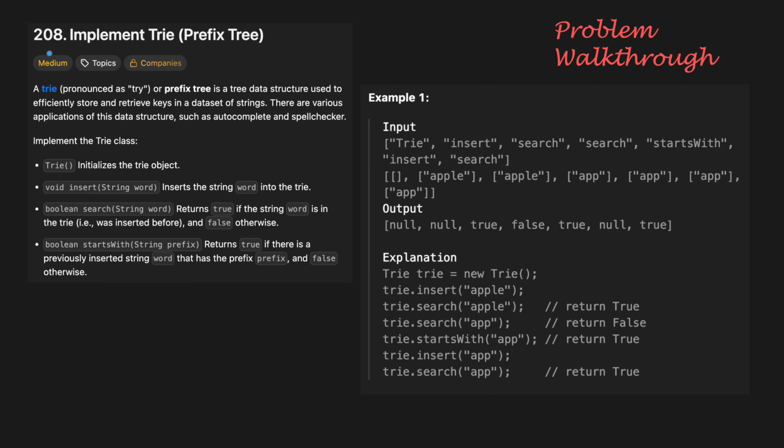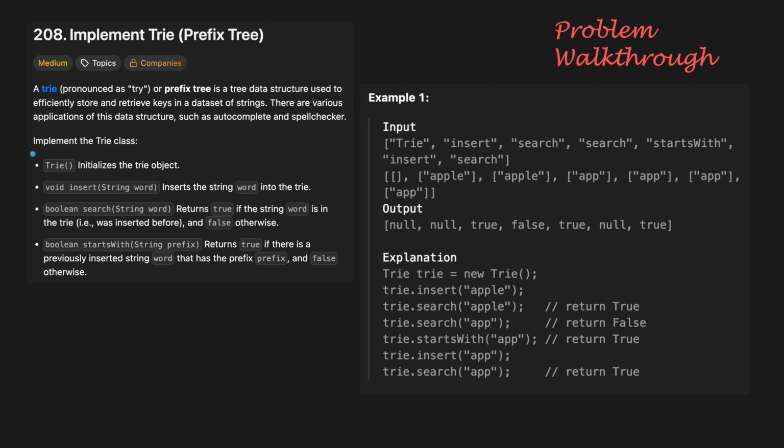Now to the problem. What if you could build the secret sauce behind Google search autocomplete or the spell checker in your favorite word processor? Well, today we are going to build the core data structure that makes it all possible. A trie, pronounced as "try", also known as a prefix tree. It is a data structure used to efficiently store and retrieve keys in a dataset of strings.